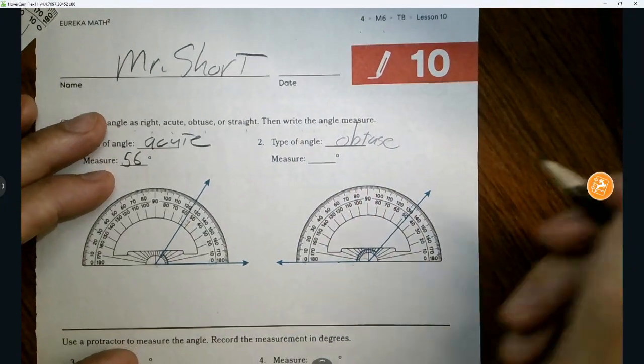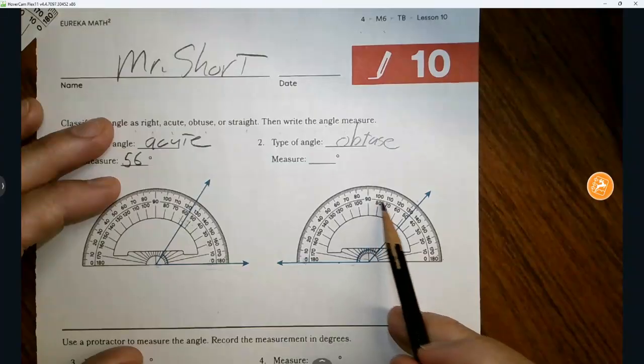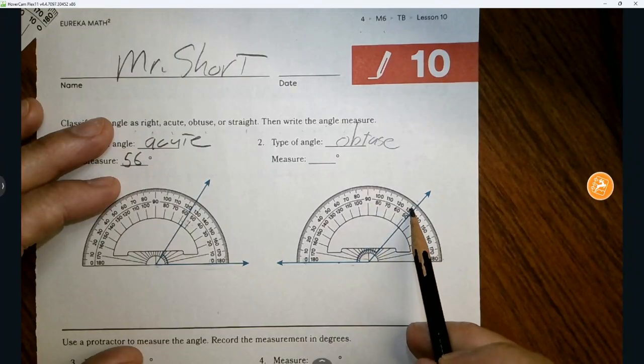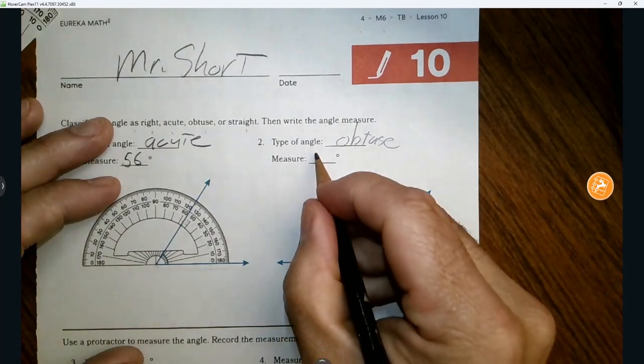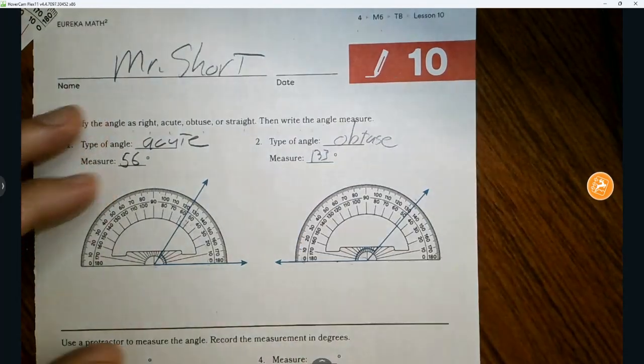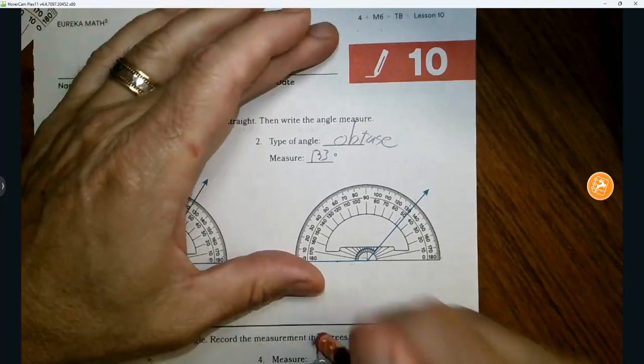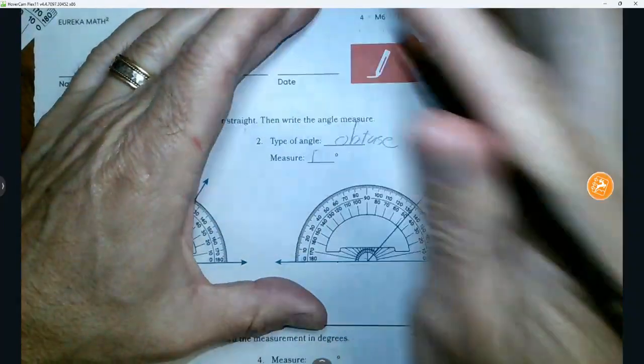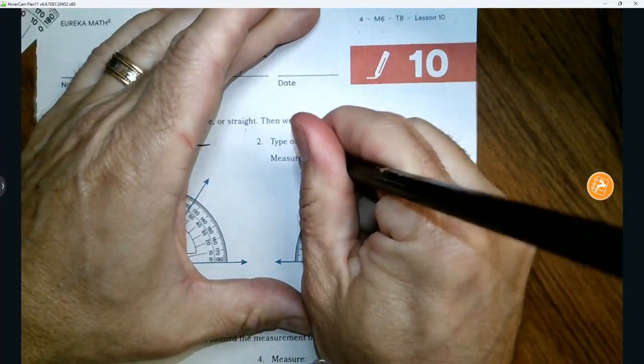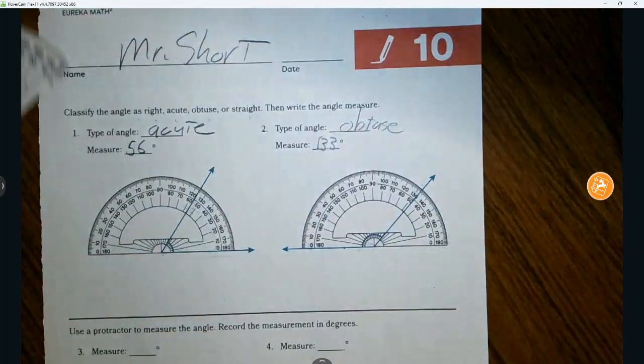Obtuse angle. Now we have to measure it. Well, we start at 0 and go all the way around until we find it. Well, it's right here. So there's 130. So if we count 1, 2, 3, we're at 133. Okay? Well, those 3s don't look very good. Let's redo those. That looks a little bit better.